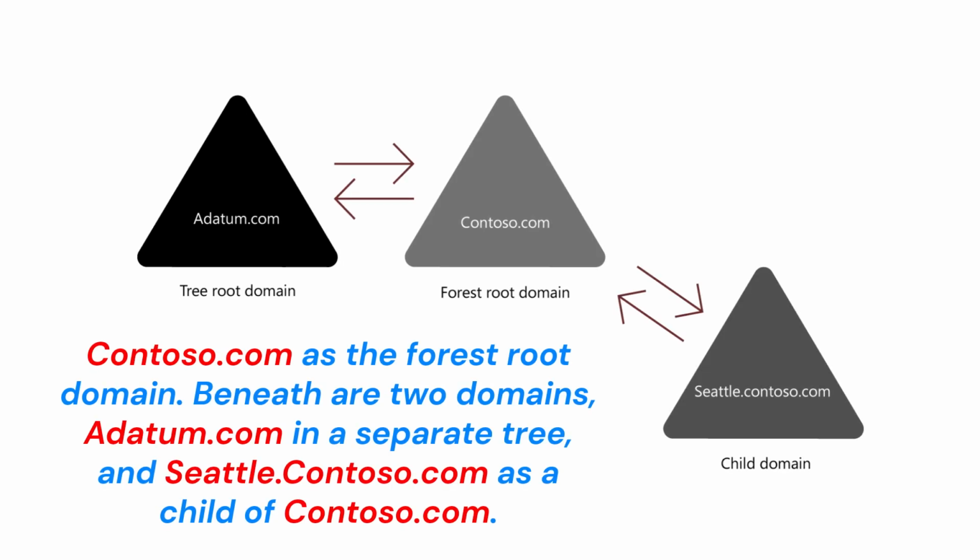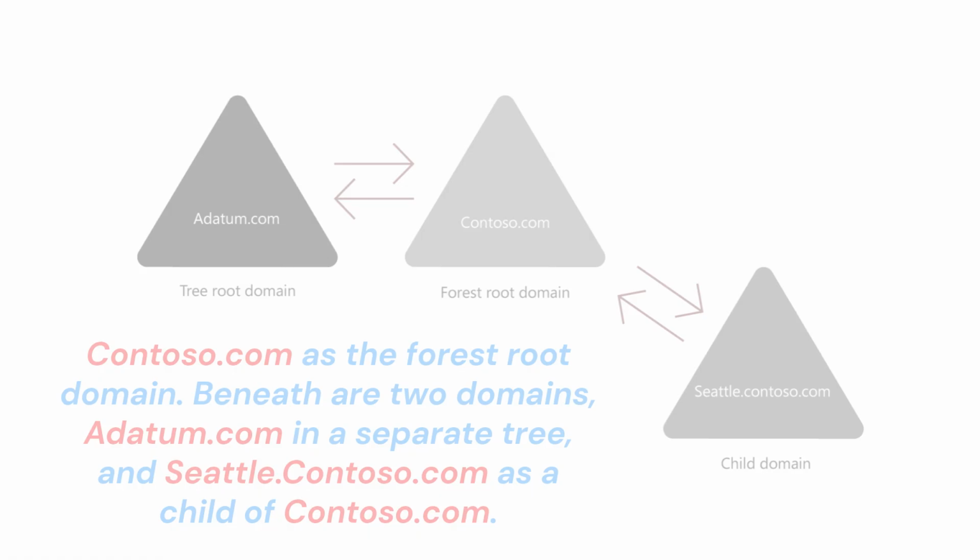The forest root domain is the first domain that you create in the forest. The forest root domain contains objects that don't exist in other domains in the forest. Because you always create these objects on the first domain controller, a forest can consist of as few as one domain with a single domain controller, or it can consist of several domains across multiple domain trees. The following graphic displays contoso.com as the forest root domain. Beneath are two domains, adatum.com in a separate tree and seattle.contoso.com as a child of contoso.com.